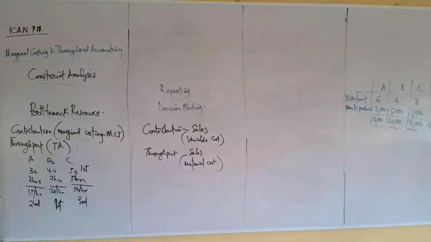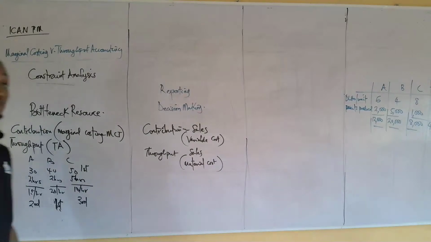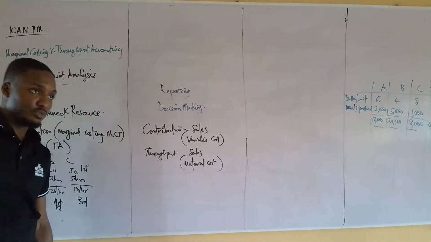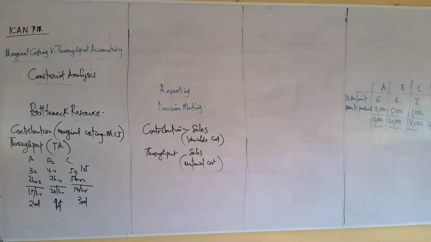Step what now? 5. Step 5. Allocate resources based on rank. Which resource in particular are you allocating? The bottleneck, because that's what we have limited. So that's what they're simply telling you to do.